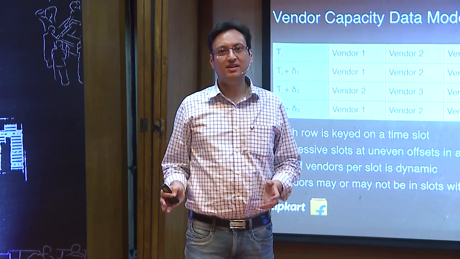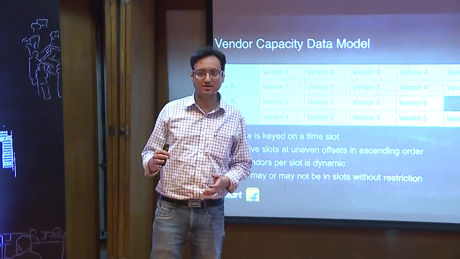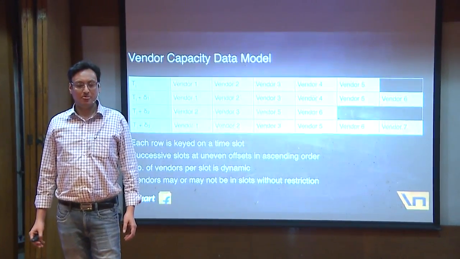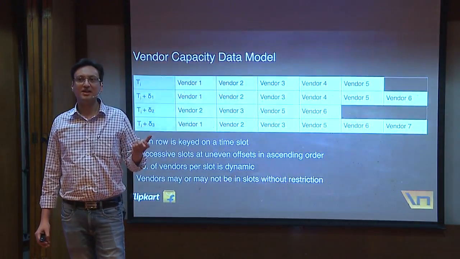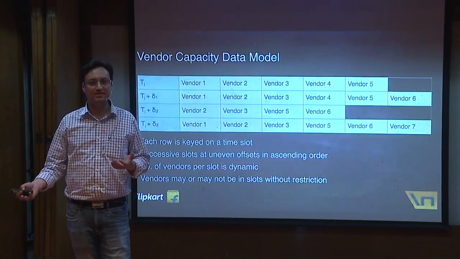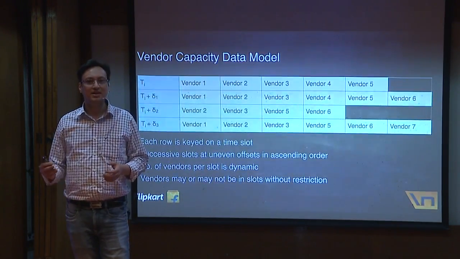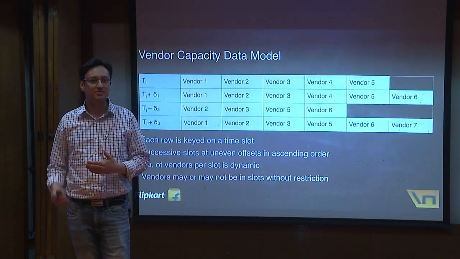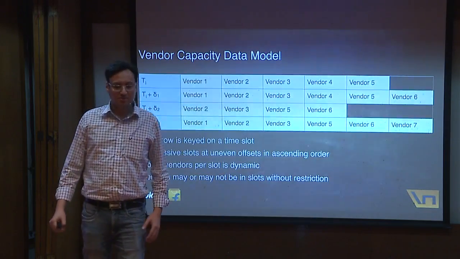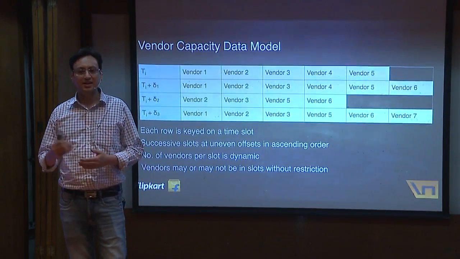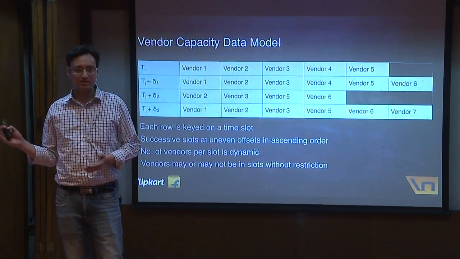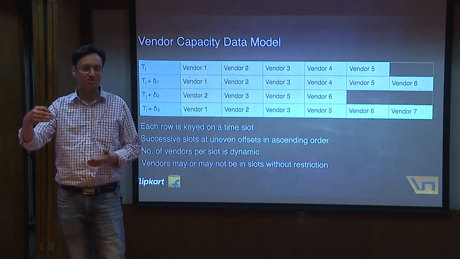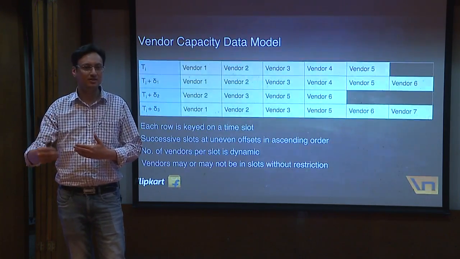And just to clarify it a little bit, in terms of data modeling, this is what it looks like. We have a two-dimensional structure, right? And every row is basically keyed on a time slot. The time slot may be days for regular shipments, or they may be actual hour slots, like for TVs and large appliances, where we have multiple slots per day. So that's the time slot, and then at that slot, we have a bunch of vendors who are available to ship it.